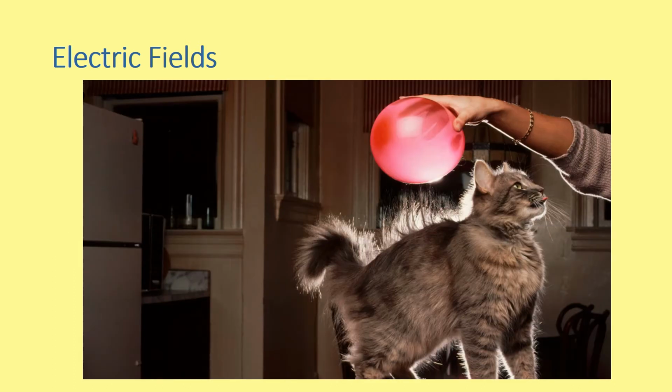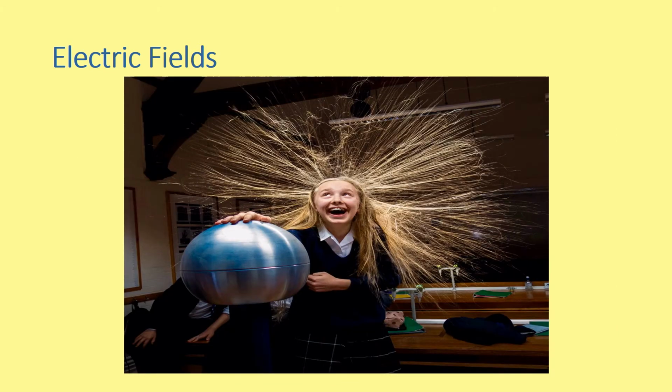We can see here an example of an electric field. The balloon is statically charged. There's a potential difference between the cat and the balloon, and so the hairs are standing on end because of the electric field. An electric field exerts a force on a charge. We can also see this in the classroom with the Van de Graaff generator.